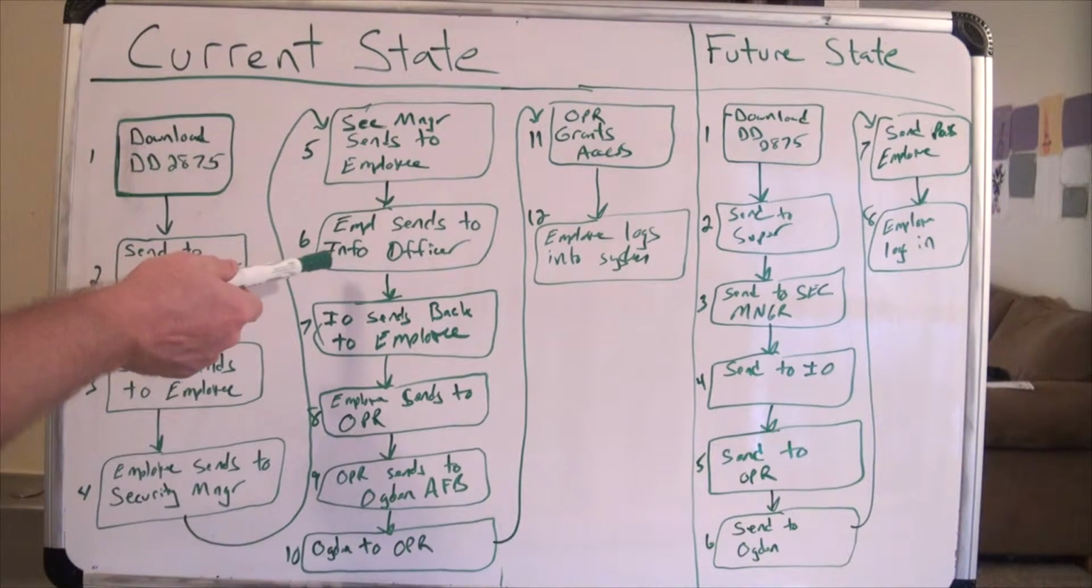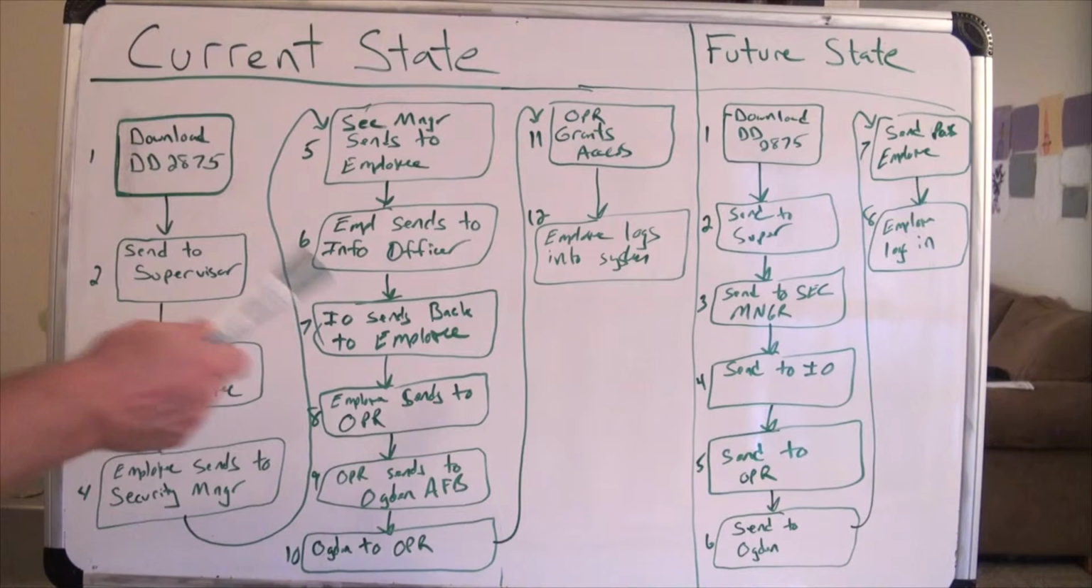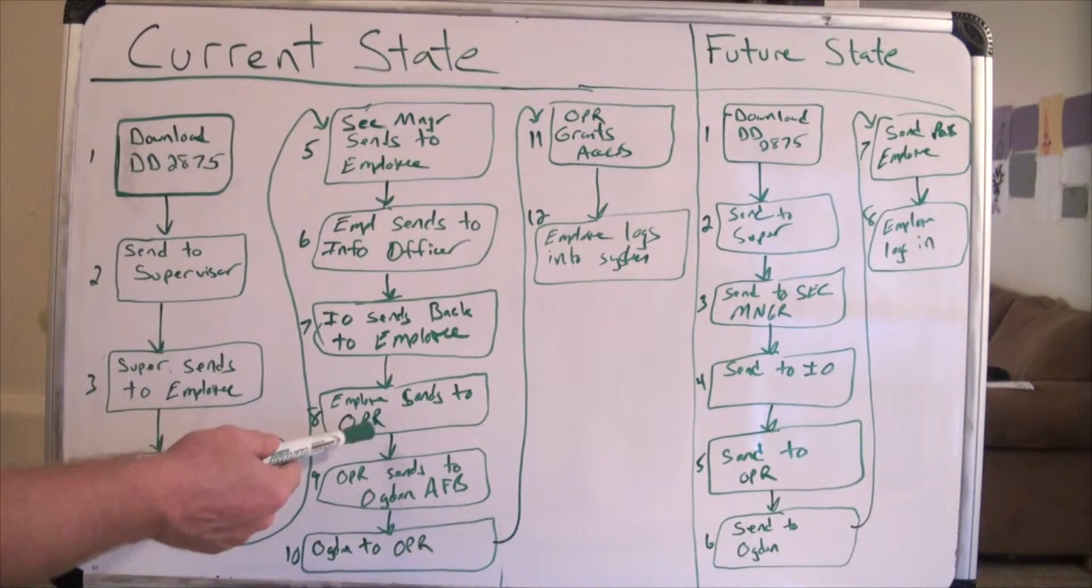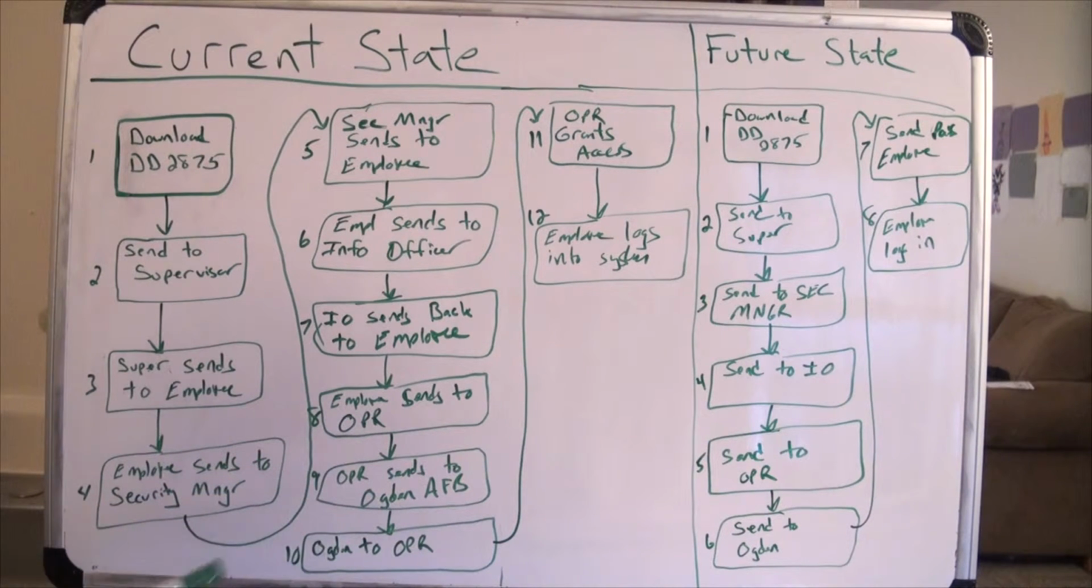In the sixth step, employee sends it to the information officer to make sure that you've taken your information awareness training. Once the information officer signs off on it, they send it back to the employee, you. Then you have to send it to the OPR. The OPR sends it to Ogden Air Force Base or other system location areas like Hill Air Force Base.